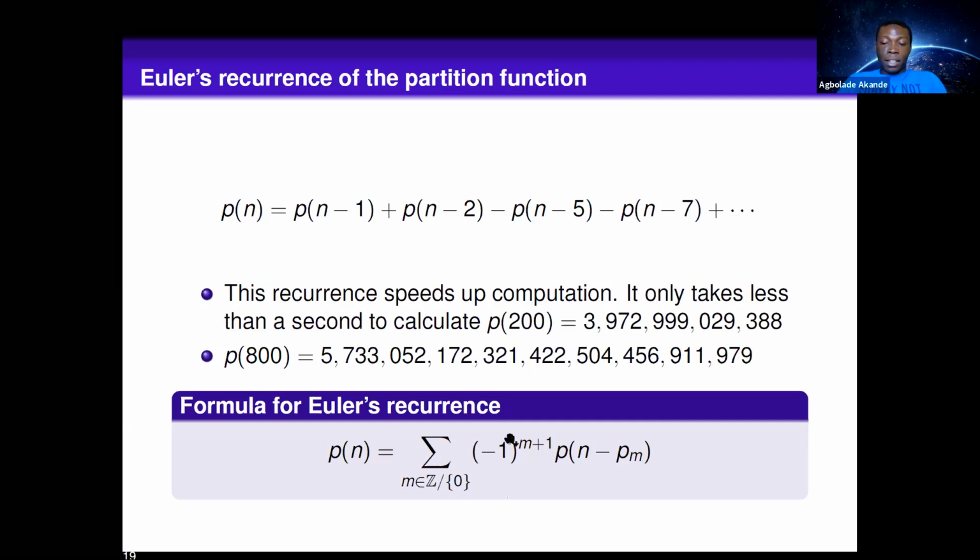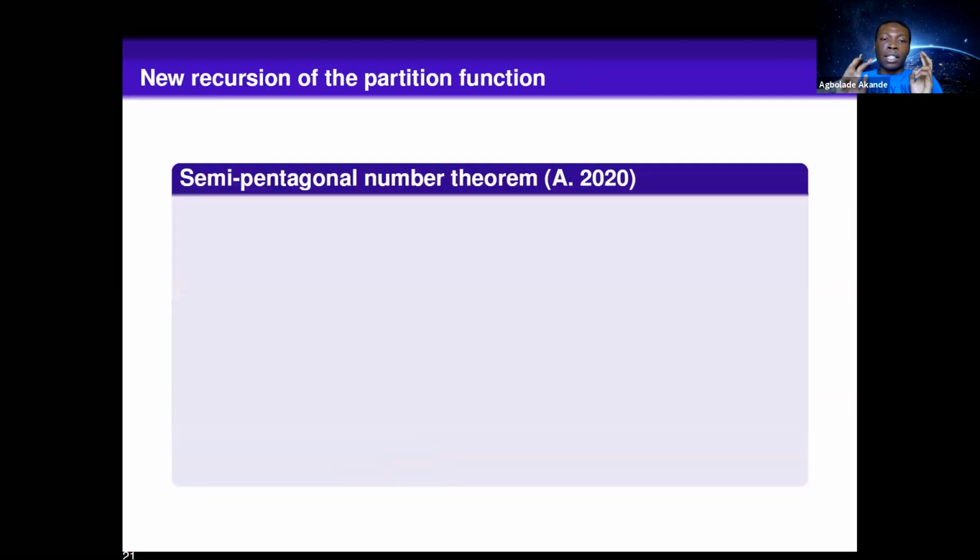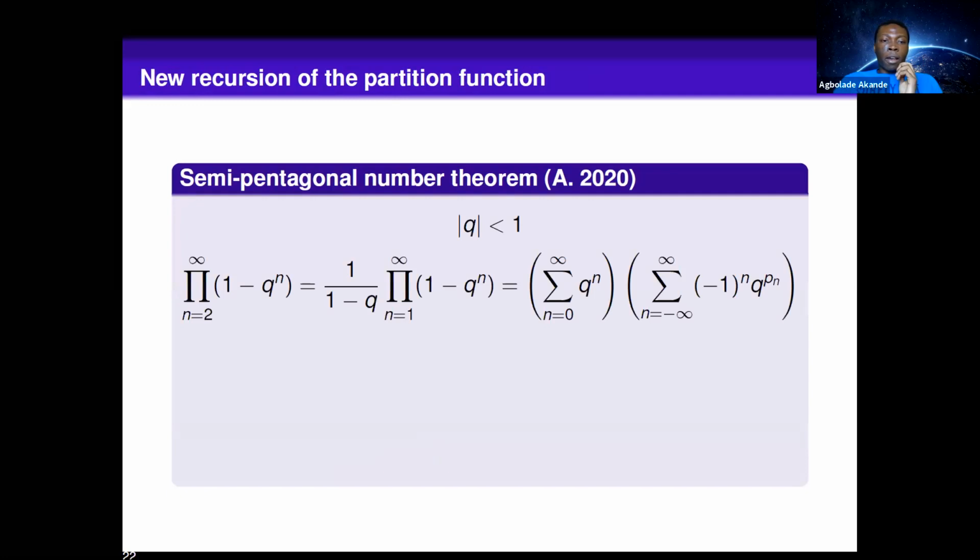And now that we have this, let me show you an actual new recurrence here, which is what I'm going to call the semi-pentagonal number theorem. The semi-pentagonal number theorem goes like this. If we take the same product, but without that last term, which is this 1 minus q, and if we rewrite this as this, and checking that Euler's pentagonal number theorem gives exactly this series that we have right here, you get exactly this.